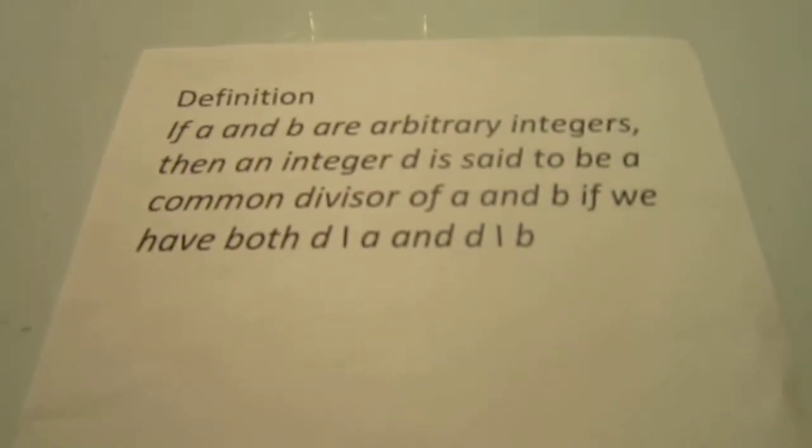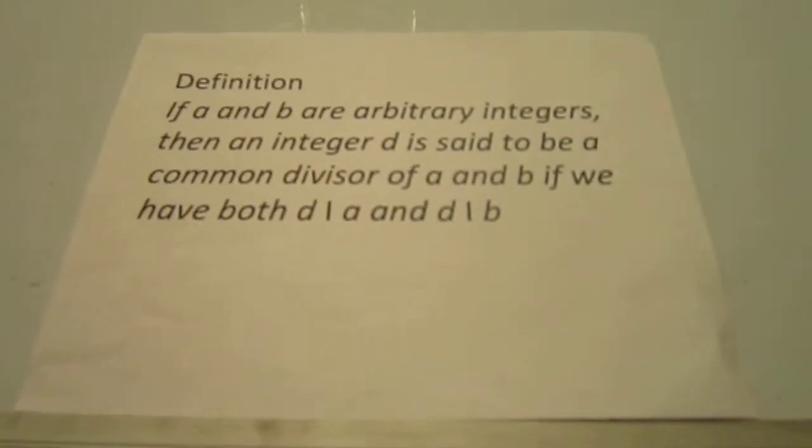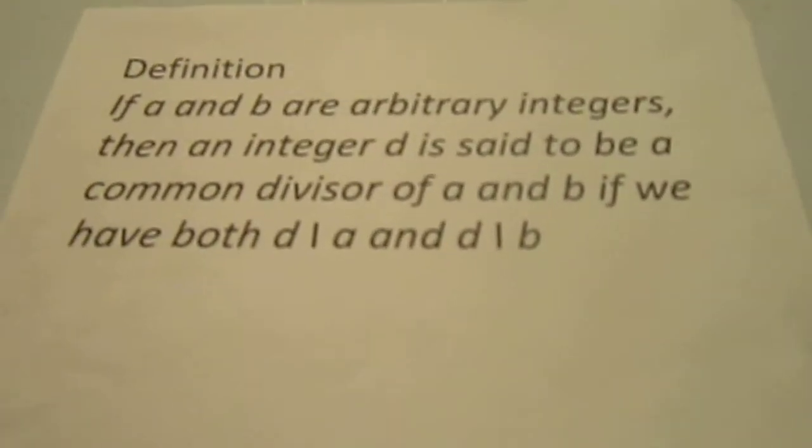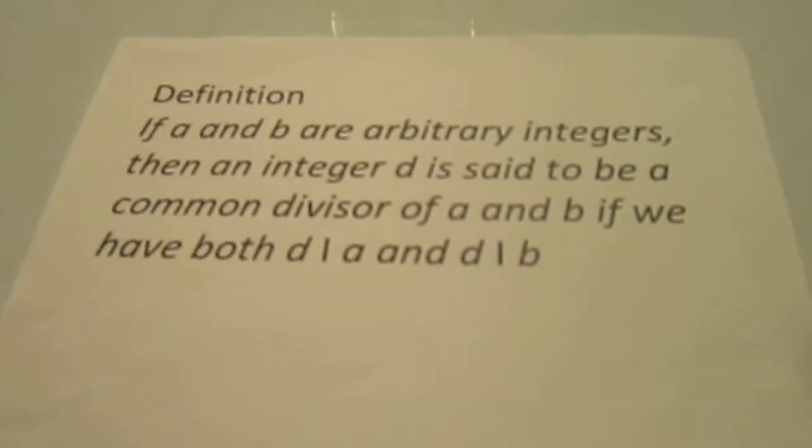In this video, I'm going to talk about greatest common divisors using Euclid's number theory, which will lead us into the algorithm of Euclid. One of the definitions in his number theory says that if a and b are arbitrary integers, then an integer d is said to be a common divisor of a and b if we have both a divisible by d and b divisible by d. What that means is we're looking for a greatest common divisor for integers a and b.